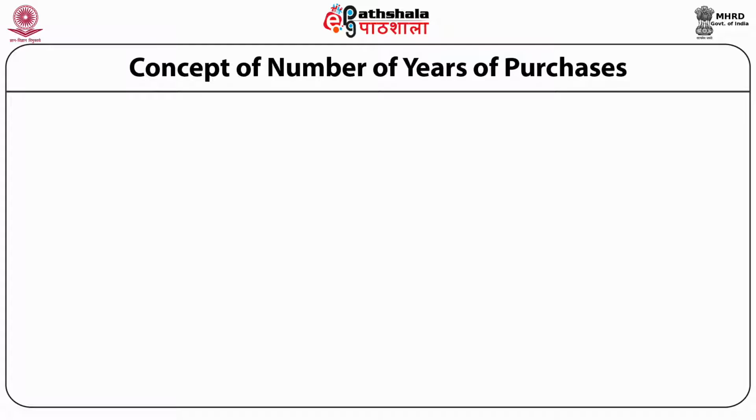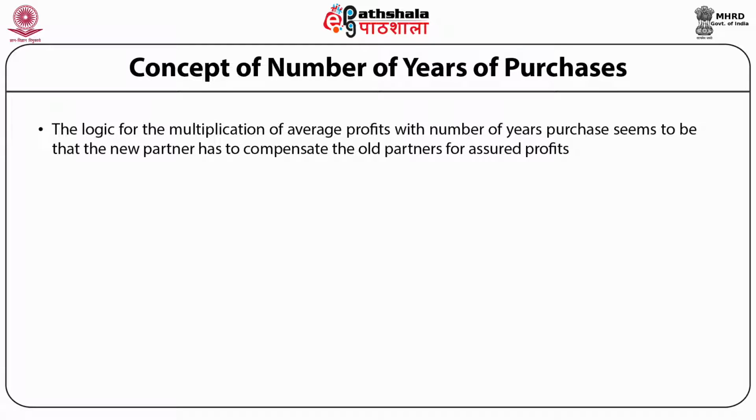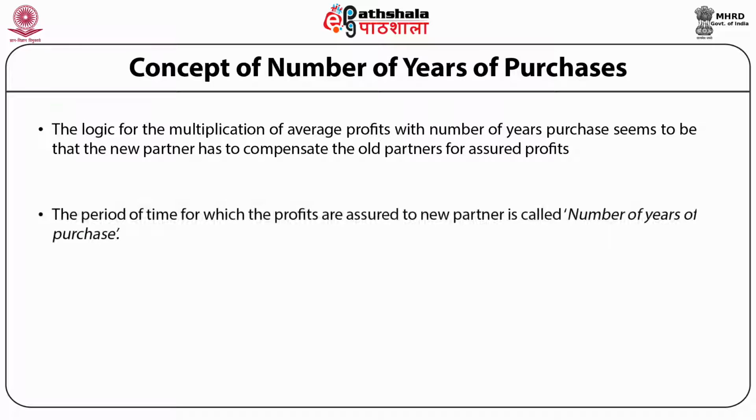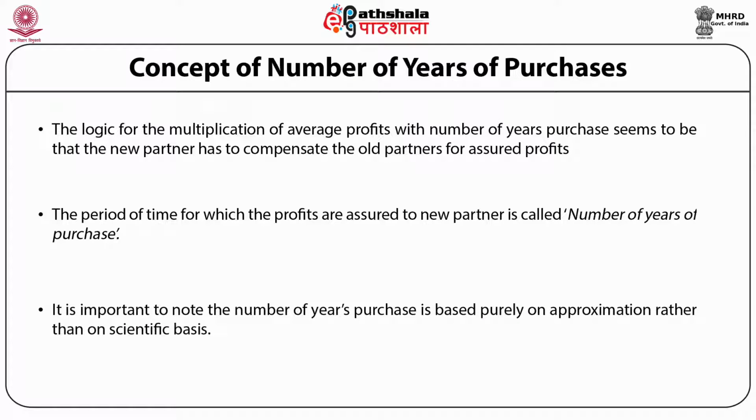Concept of number of years purchase. Now, what is the logic for multiplication of average profit with number of years purchase? It seems that the new partner has compensated the old partner for assured profits. The period of time for which the profits are assured to the new partner is called number of years purchase. It is important to note that number of years purchase is based purely on approximation rather than on a scientific basis. It means the number of years is just an estimation. These are not calculated on some scientific basis.